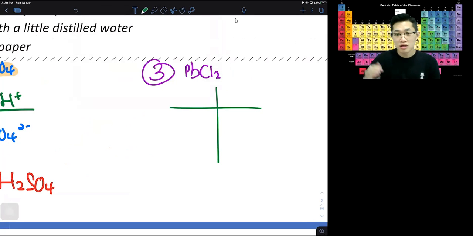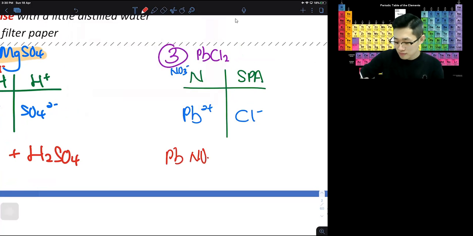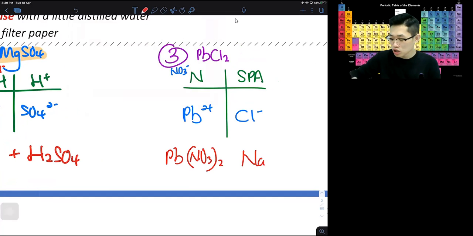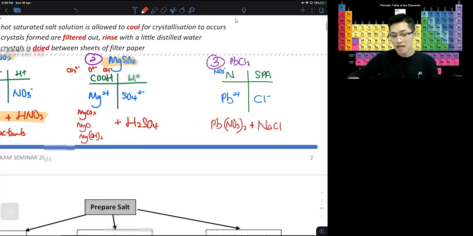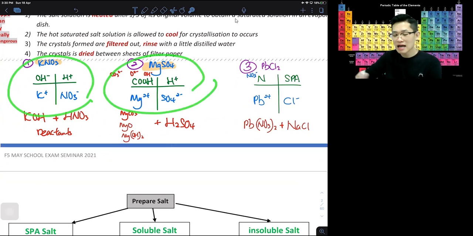The cross that we'll be using here is N and SPA. PbCl2, same, you split it into two. N is what? Nitrate. So Pb2 plus, NO3 minus, Pb(NO3)2. What is SPA? Sodium, potassium, ammonium. So let's say sodium chloride. That's all. These are the ingredients. So you have three methods to find ingredients: soluble SPA, non-SPA, insoluble.